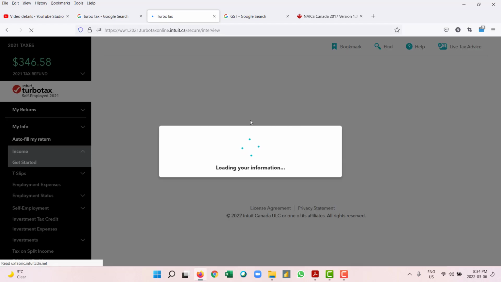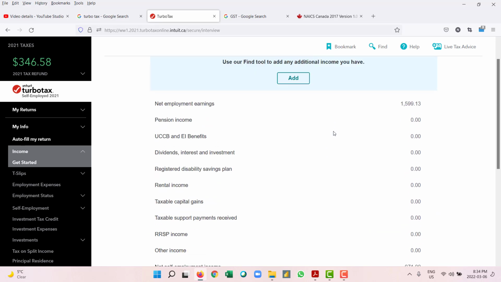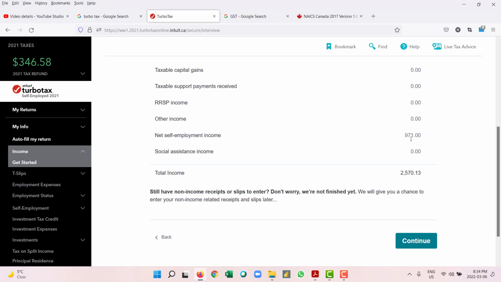Oh my god, it's not finishing. Oh, here is a summary. So my net employment earnings was $1599.13, and my net self-employment income is 970 bucks, and my total income is 2570.